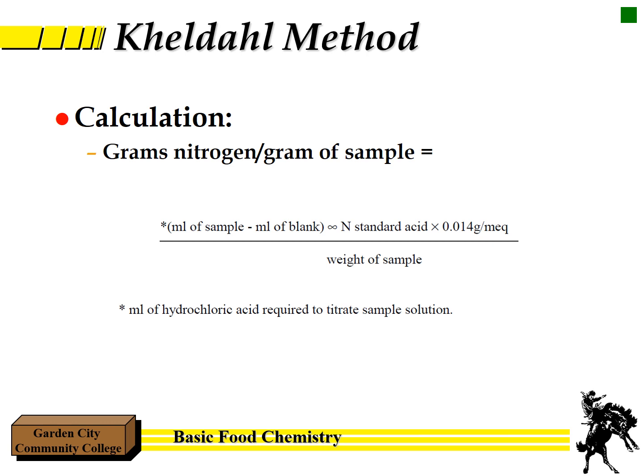Basically, the calculation for this method is milligrams of nitrogen, or percent nitrogen, per gram of sample. So we have the milliliters of the sample minus the milliliters of the blank, times the standard acid that's added, divided by the weight of the sample. The milliliters of hydrochloric acid is what's required to titrate that sample solution. So that's the calculation for it.